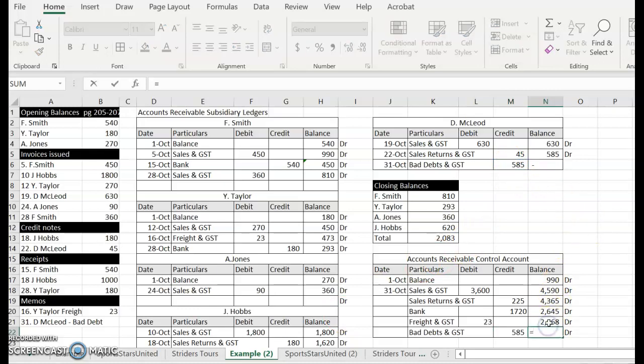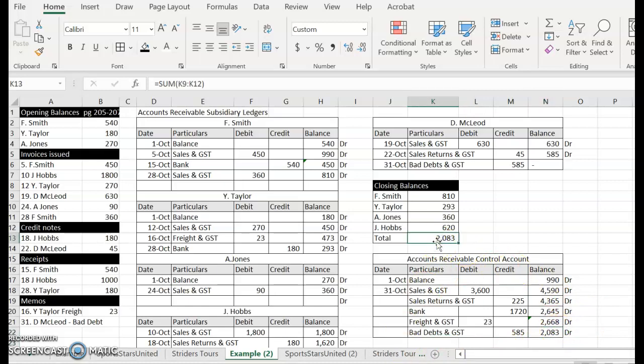Now, this is where we cross our fingers and hope it balances. So this figure here, the closing balance of our accounts receivable control, should equal the closing balance here. If you've done that, then it's right. So your task now is to go and complete those other exercises. Ka kite, well done.